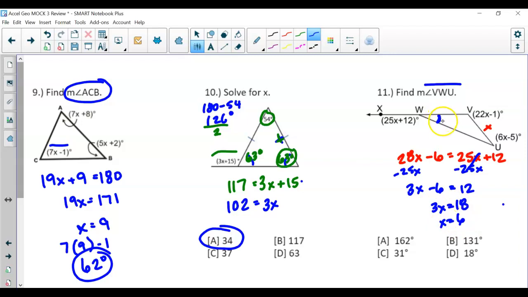But remember, we're solving this angle here. But in order to do that, I'm going to go ahead and plug in to the exterior because they're a linear pair and they add up to 180. So 25 times 6 plus 12. So when you calculate here, the exterior angle we just solved is 162 degrees, which means if they add up to 180, subtract from 180, and that's how you get D, 18 degrees.